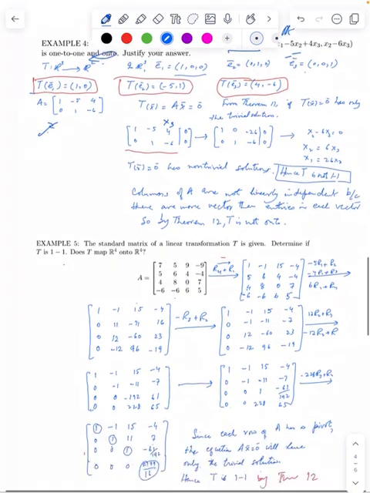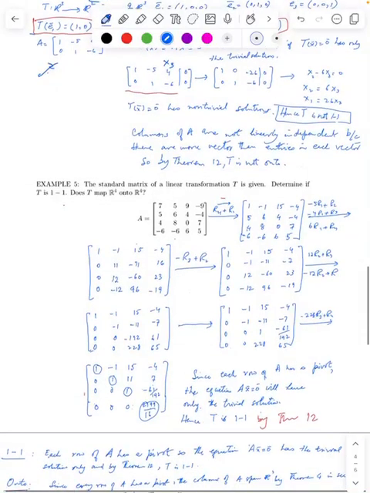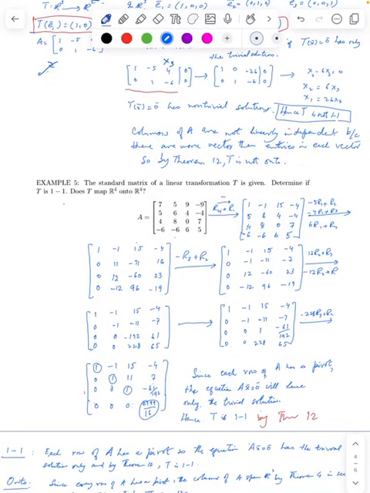Okay, the next and I think the last example. It says the standard matrix of a linear transformation is given. Determine if T is 1 to 1, and does T map R4 onto R4? Well, because A is a 4 by 4 matrix, we now know that T is from R4 to R4.